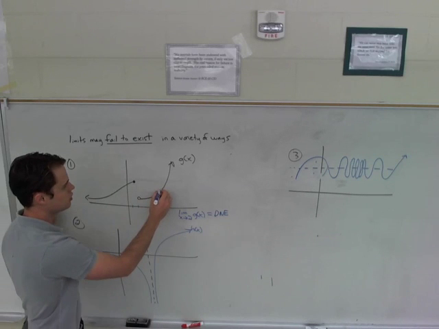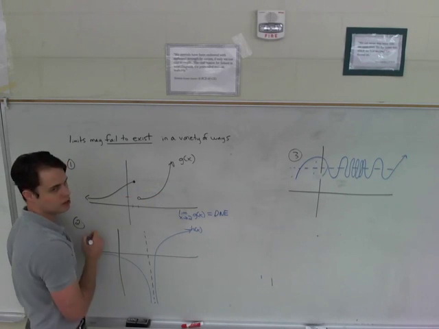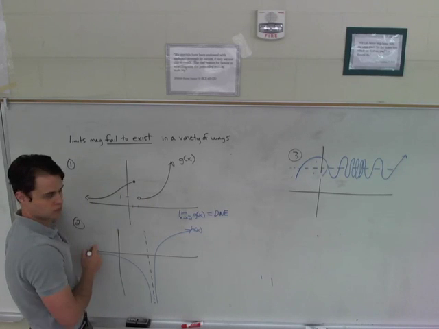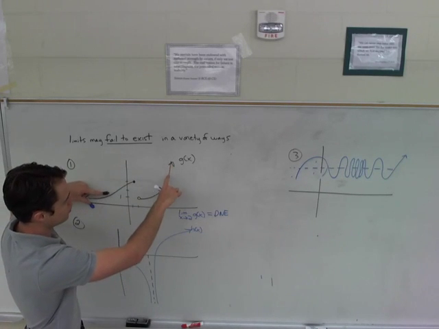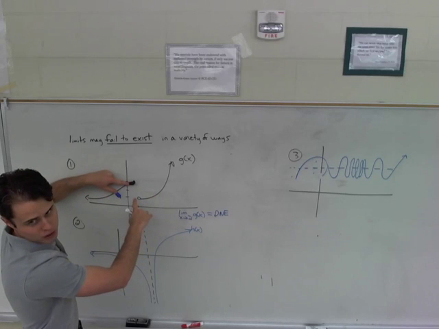Because if you're tracing along the function this way, you get to one value, maybe that's 1. You have to lift your pencil. As you're tracing along the function from the other side, you get to a different value. If the values from the left and the right aren't equal, the limit doesn't exist.